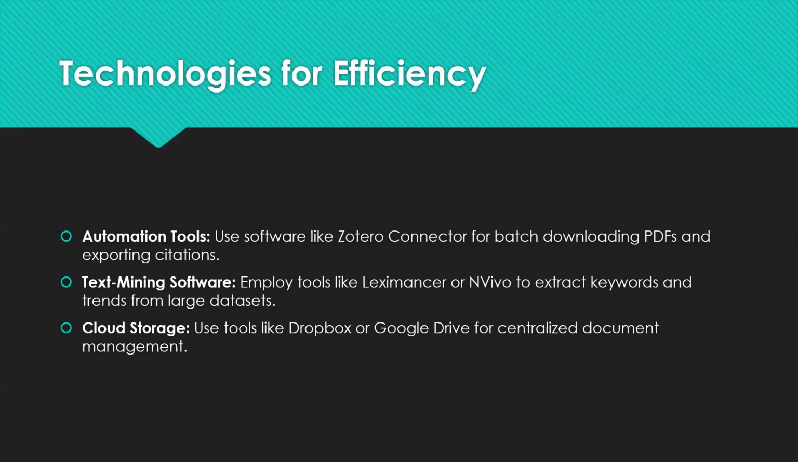The next one talks about text mining software. There are some tools like Lexi Manser or NVivo. This helps to extract the keywords used in your research from large data sets. So by analyzing hundreds of articles, you are able to identify the themes and the keywords that can be used in your new research.